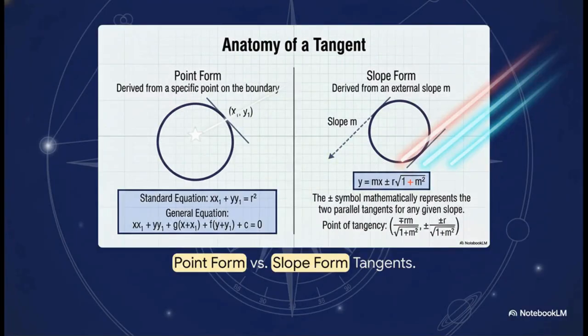Let's zoom in on that grazing tangent for a second. How do we actually find its equation? Well, there are 2 main pathways. If you're already standing directly on the circle's boundary at a very specific coordinate, you just use the point form. Easy. But if you only know the angle or the trajectory the line needs to take, you use the slope form by plugging in your external slope m. And notice that plus or minus symbol sitting in the slope formula? That mathematically guarantees you're going to find both of the parallel tangents that can exist for any given slope.